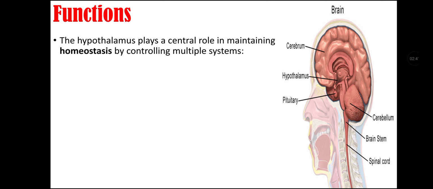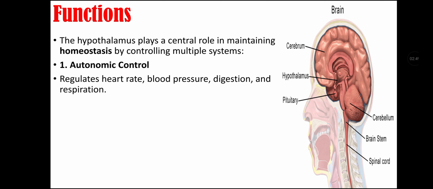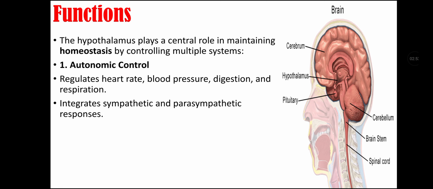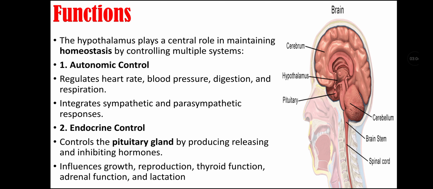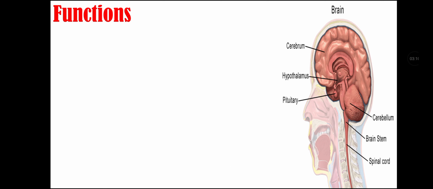Functions of hypothalamus. Hypothalamus plays a central role in maintaining homeostasis by controlling multiple systems. It has autonomic control that regulates heart rate, blood pressure, digestion and respiration. It integrates sympathetic and parasympathetic responses. Second function is endocrine control, as it controls the pituitary gland by producing, releasing and inhibiting hormones. It influences growth, reproduction, thyroid function, adrenal function and lactation.